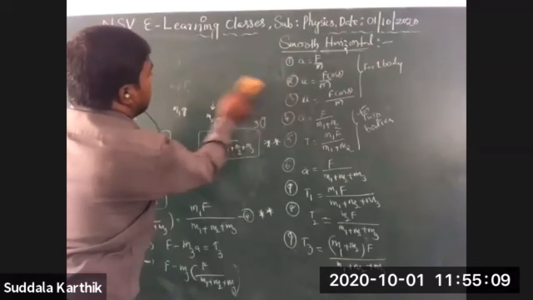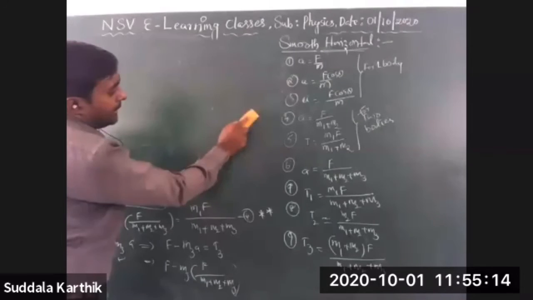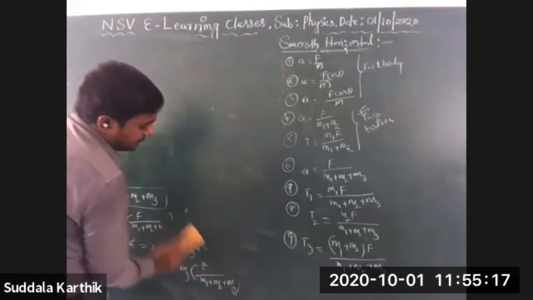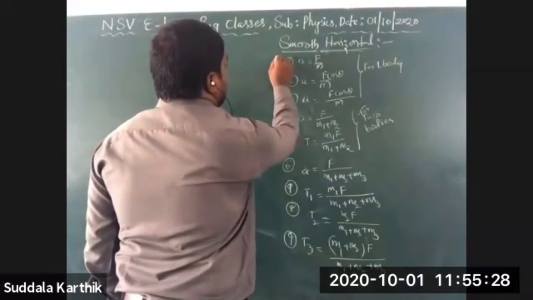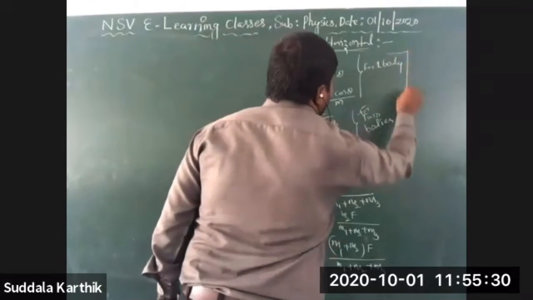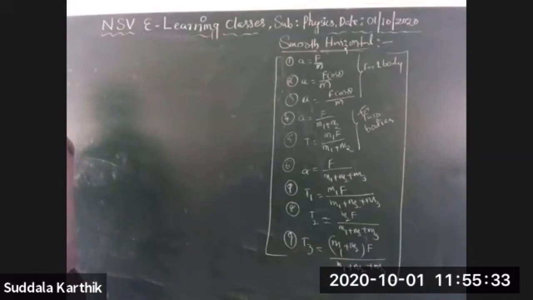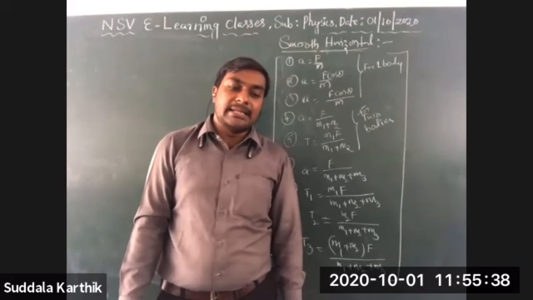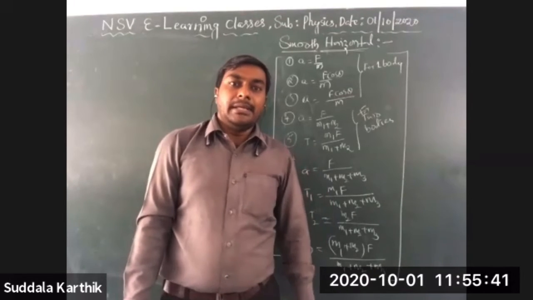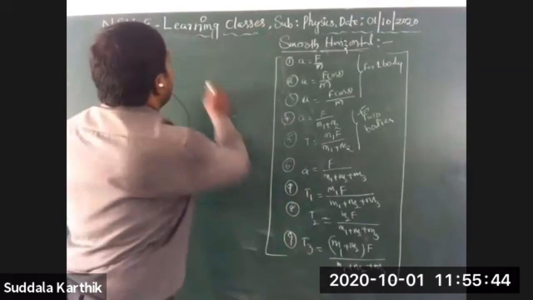This is about one body, two bodies, three bodies. These nine formulas, nine equations, are very, very important for us, for the motion of a body on a smooth horizontal surface.